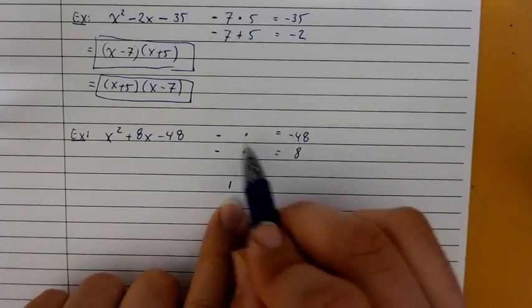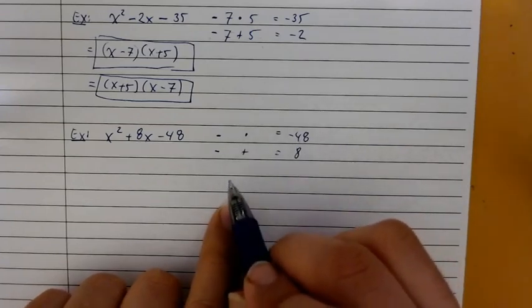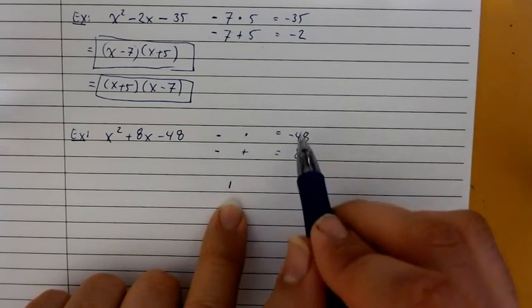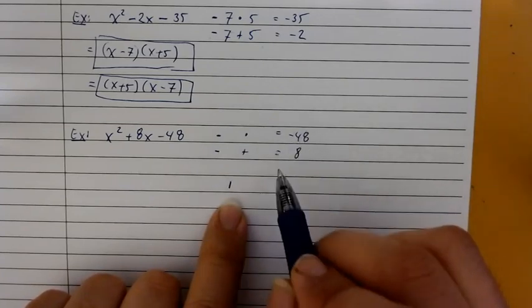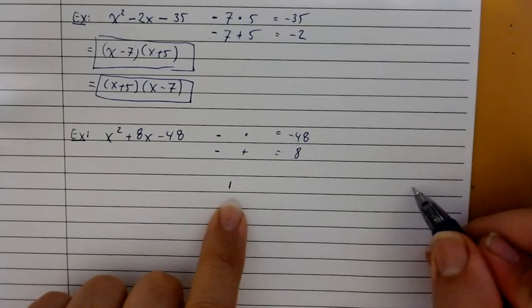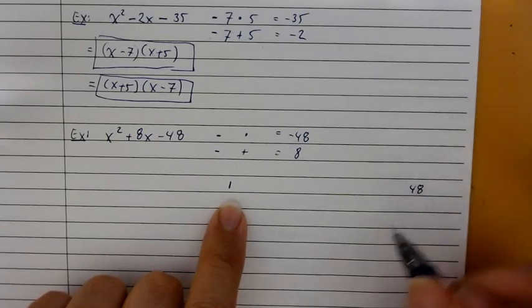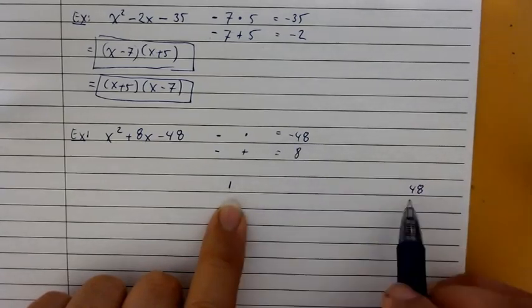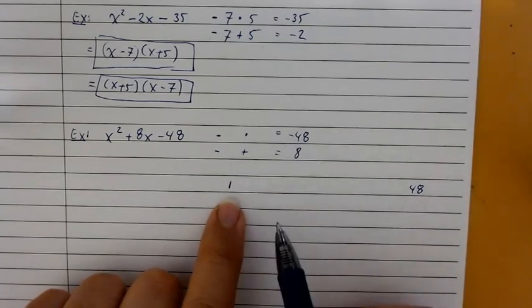Okay, but now what are the two numbers? Well, now that the negative is taken care of, what numbers can I multiply to get 48? Well, there's 1 times 48. That's always going to be a choice. 1 times the number itself will always get you that number.